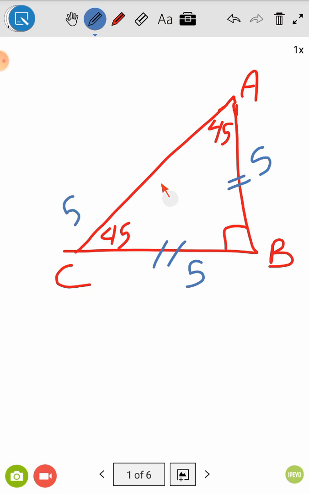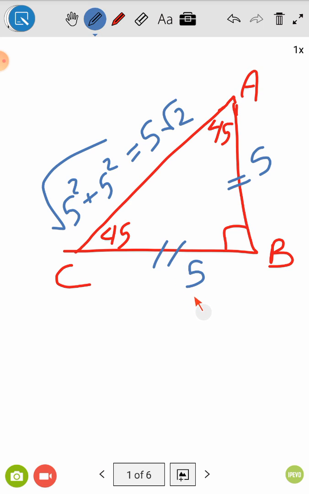It will be the square root of 5 squared plus 5 squared. It will be 5 root 2. So in general, if we have here any side like 5, that will be 5, that will be 5 root 2. If that one is 6, that will be 6, that will be 6 root 2. If that one is 8, that will be 8, that will be 8 root 2.